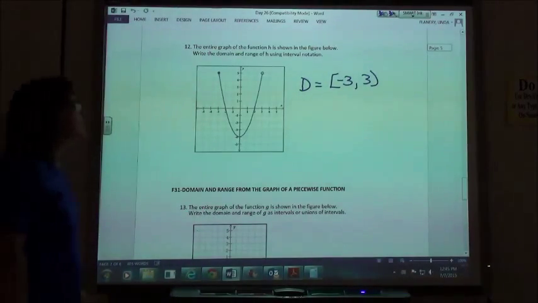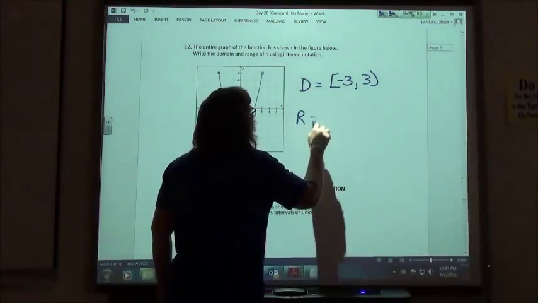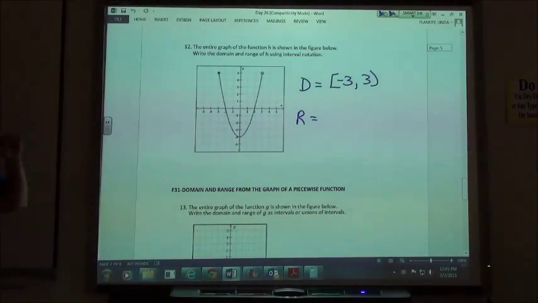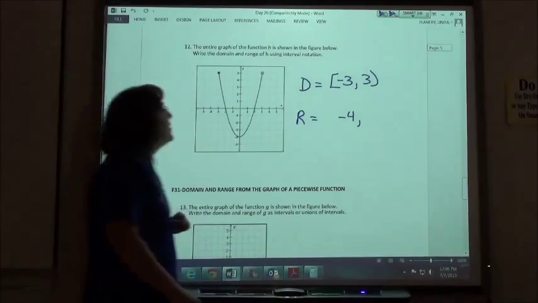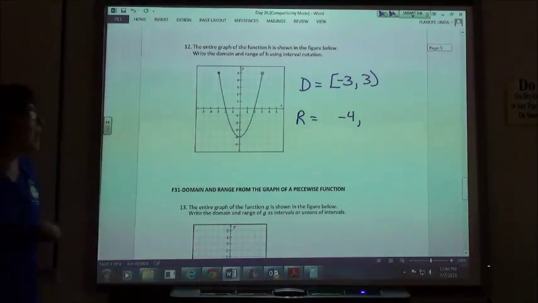Now my range, that's the trickier one on this one. My range. Think of the bottom point and the top point. So the y value of the bottom point is -4. The y value of the top point is 5.